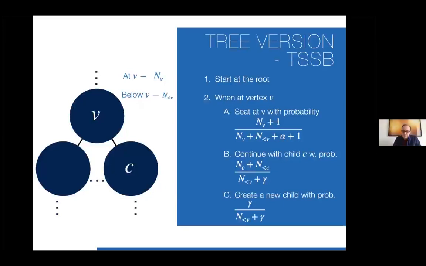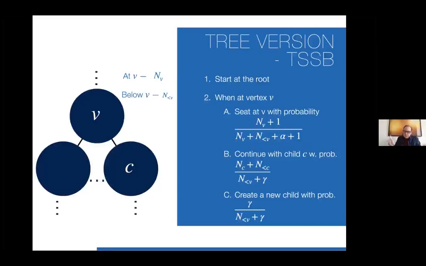How do we seat them? Well, you start by considering the root and then traverse the tree downwards. At a vertex, you seat the customer with this probability: the number already seated at the table, plus one, divided by the number of customers seated at the table or below, plus, this is a pseudo count, alpha. So alpha is the parameter.